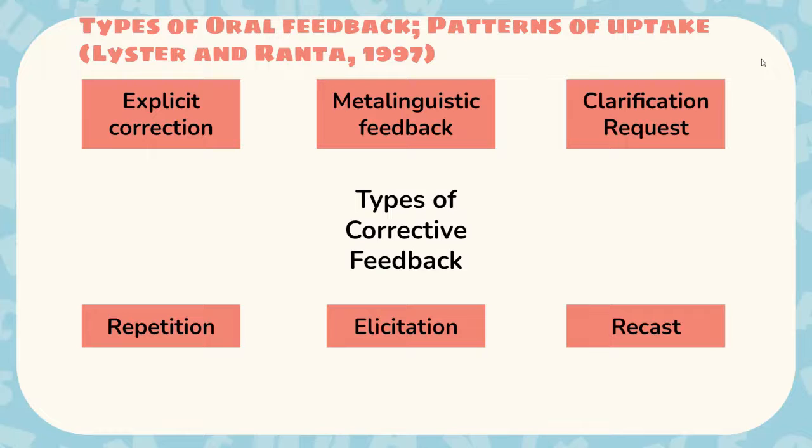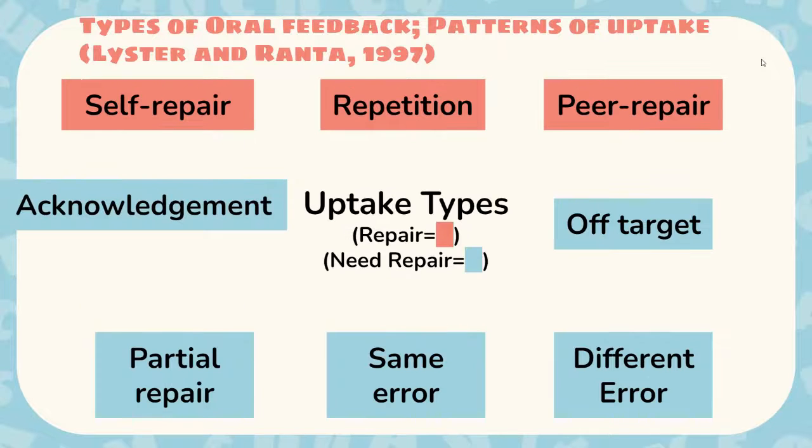So these are the types of corrective feedback that are done by the teacher, or in this case, the higher proficiency speaker. So we're going to look at the uptake types that are done by the learner itself. Right, so there are 2 different types, as I've said. One is repair and the other is need repair. The one that is repair is labeled in pink, and the one that is need repair is labeled in blue.